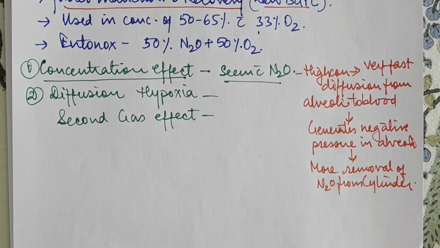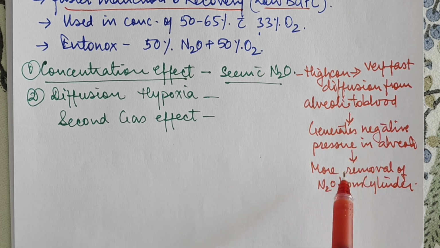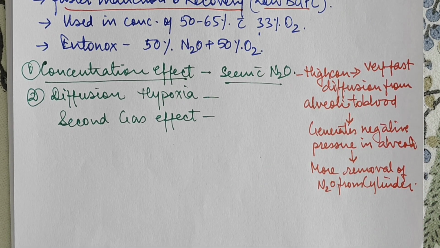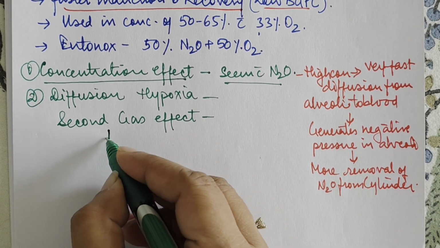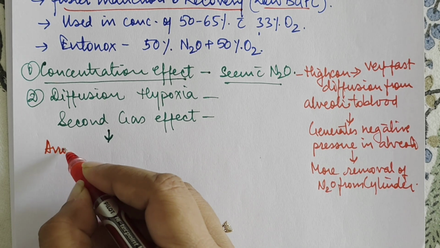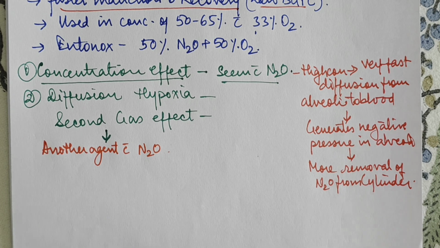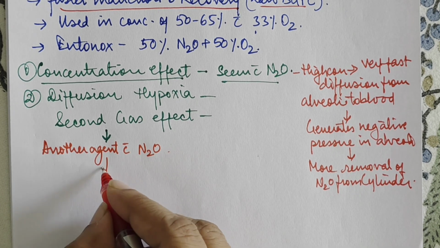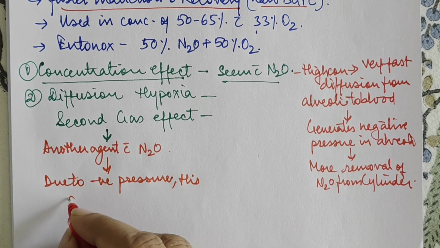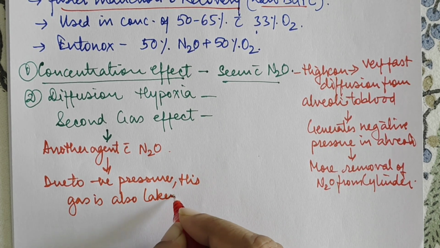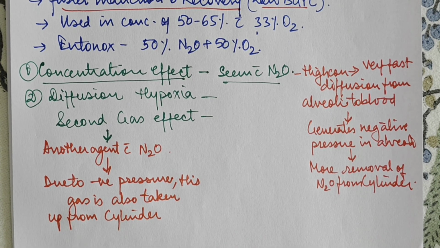Because N2O is highly soluble in blood, when it is given in high concentration, very fast diffusion occurs from the alveoli to the blood, which causes negative pressure in the alveoli, and because of this negative pressure, more gas is removed from the cylinder. In this comes the second gas effect. What is the second gas effect? When another agent is given with N2O, due to negative pressure more N2O is removed from the cylinder, and this other gas also gets taken up from the cylinder, right? So suppose halothane is given with N2O, then more halothane will be taken from the cylinder.